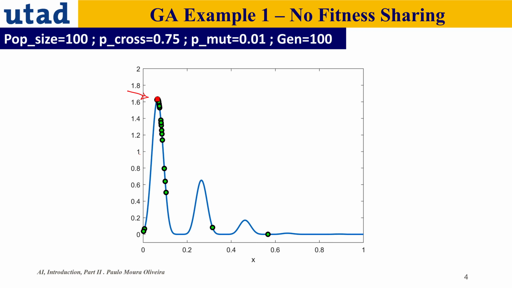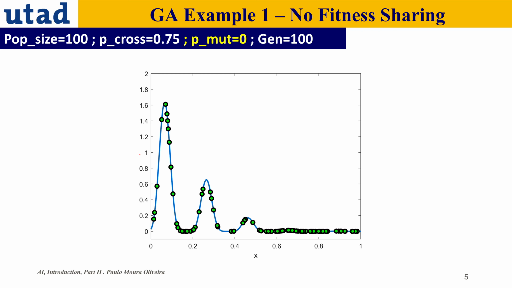If you run the same simulation, but now with the mutation probability assigned to 0, as it is represented here, let's see what is the result of the simulation. As we can see, all the population converges to the global maximum. No elements of the population go to this peak or to this peak. So this is the objective of the paper from Goldberg: how to promote the exploration of niches in other regions of the search space.